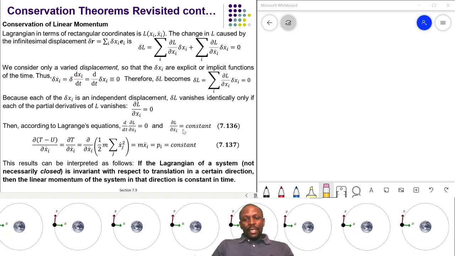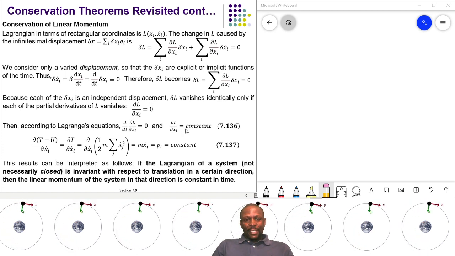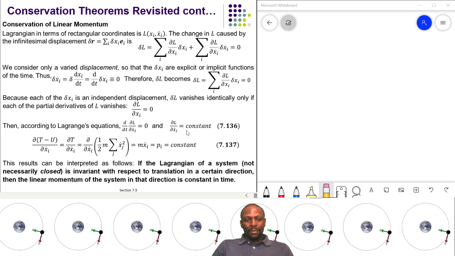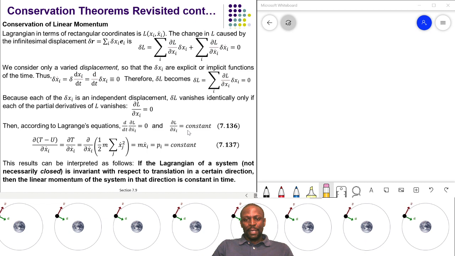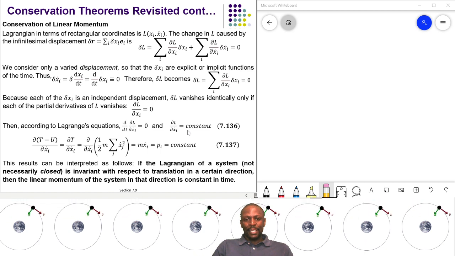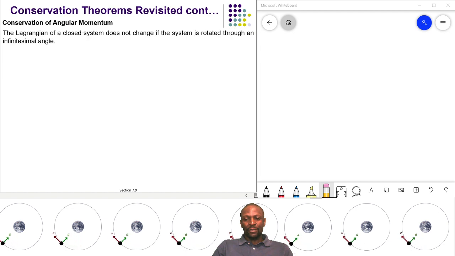Now, the result can be interpreted as follows: if the Lagrangian of the system, not necessarily closed, is invariant with respect to a translation in a certain direction, then the linear momentum of the system in that direction is a constant with time.